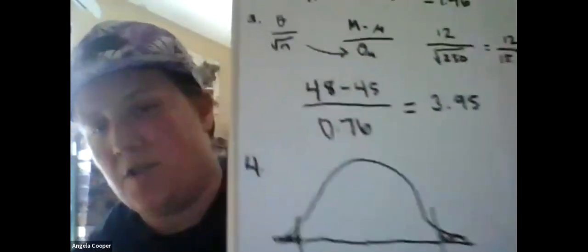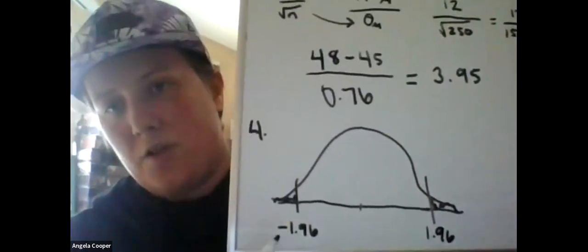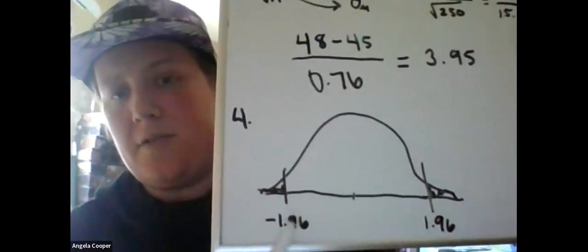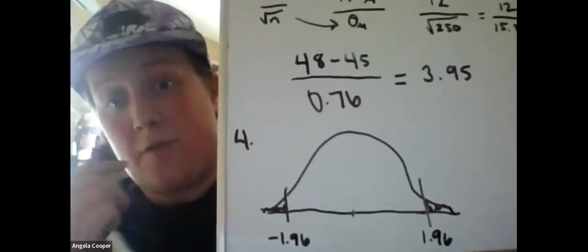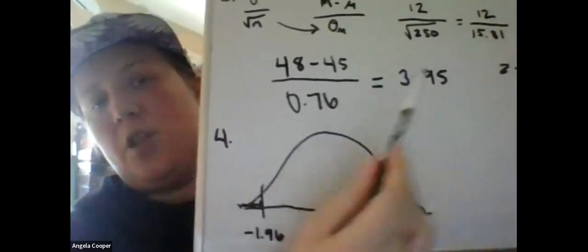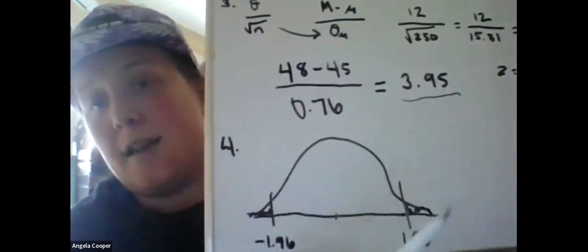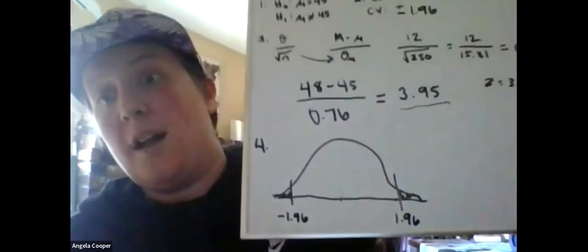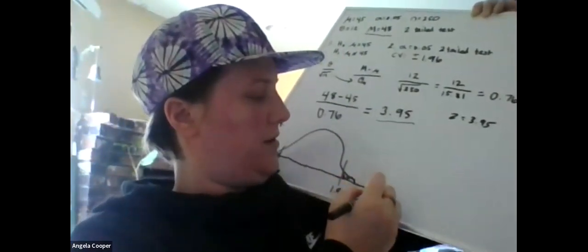So here's a distribution here. It's ugly, but it does the job. We have a distribution where I've graphed out the critical values. Here's negative 1.96 over here and positive 1.96 over there. If I were to plot my Z-score, which we just calculated in step 3, I would plot that on this particular distribution. So 3.95 will be over here somewhere.